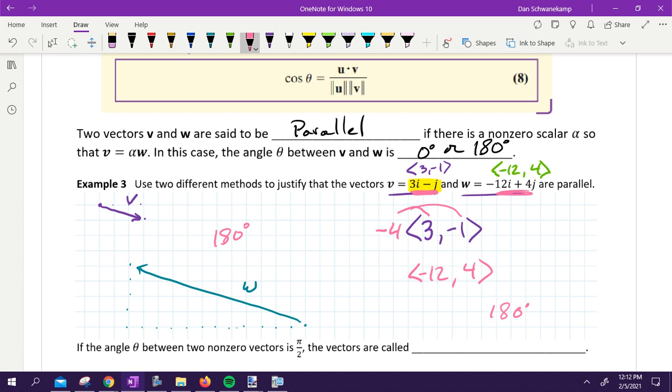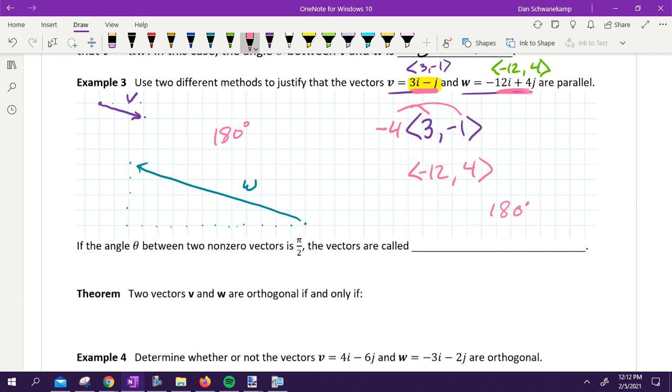Everybody good there? If the angle between two non-zero vectors is pi over 2, what's another angle for pi over 2? 90 degrees. If the difference between two things is 90 degrees, what's true about those two vectors? Kind of. Perpendicular is a great word. Perpendicular is when you're describing two lines. Two lines are perpendicular. Okay. Later on, we're going to have a curve and a line, and we'll be able to use a second word that means perpendicular, which is a normal line. A normal line is a slope that is perpendicular.